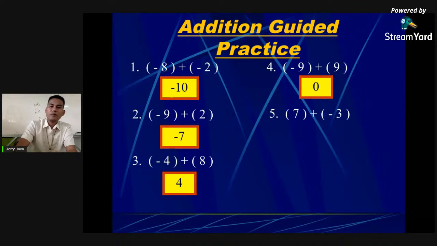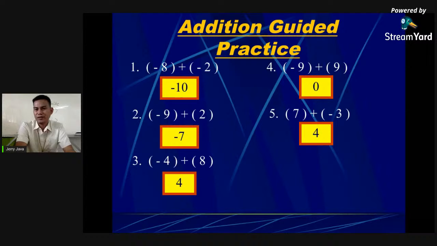Let's try. 7 plus negative 3. Unlike signs, what will you do when they are unlike signs or different signs? Subtract. So 7 minus 3 gives you 4. What's the sign of 4? What's the bigger number, 7 or 3? It's 7. What's the sign of 7? Positive. So that's positive 4, or just write 4. Correct. Wow, perfect. Now you're learning.